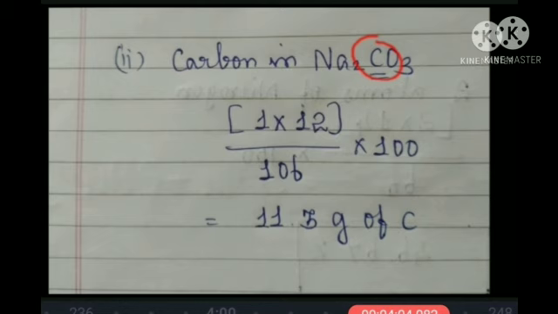Next element is carbon. So we have to focus only on carbon. How many carbon atoms? Only 1 carbon, so no number is there. So 1 into its mass number, which is 12. That should be written in the numerator, divided by the relative molecular mass of sodium carbonate, 106 into 100. So we get the answer 11.3 gram of carbon. So we did sodium first, next carbon. Next element is oxygen.